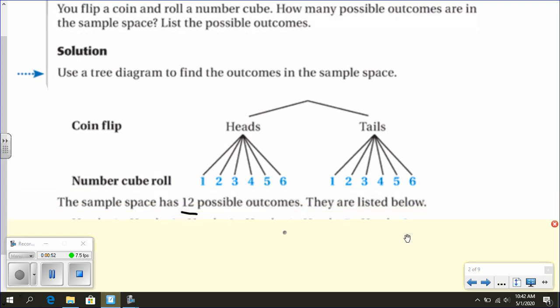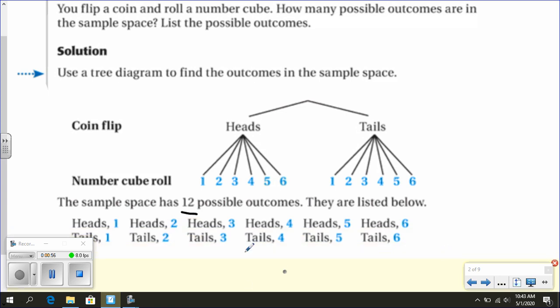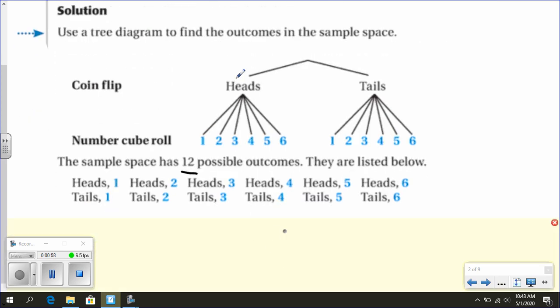So that means that there's going to be a total of 12 possible outcomes. And so here they are listed below. H1, H2, H3, H4, H5, H6, T1, T2, T3, T4, T5, T6. So a total of 12 outcomes.